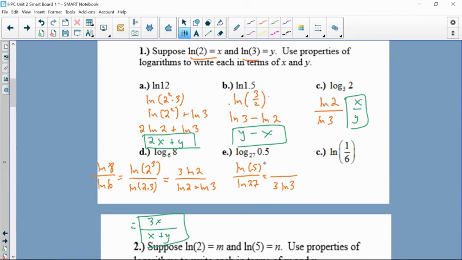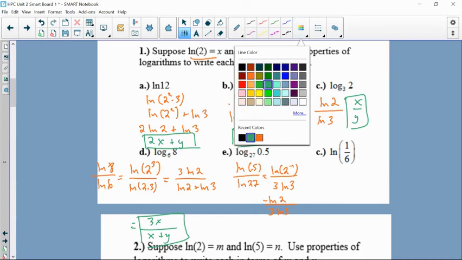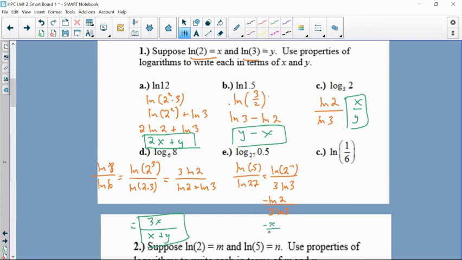Now 0.5 is 1/2, but you could also think about that as 1 divided by 2, or natural log of 2 to the -1, and that -1 can come out in front, and so now I've got negative natural log of 2 divided by 3 natural log of 3. Well, then that would be negative x divided by 3y. Make sure that 3 is in the denominator.